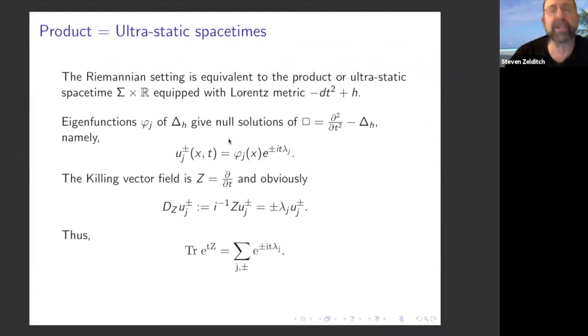So that suggests, and we can think about, the trace of the wave group as just a trace of time translations acting on these null solutions. So you can then think to yourself, I want to find an inner product on the space of null solutions so that the u_j form an orthonormal basis. Obviously, the u_j are not in L2 of the whole space-time because of the e^{itλ_j} factor. So that's what we did.